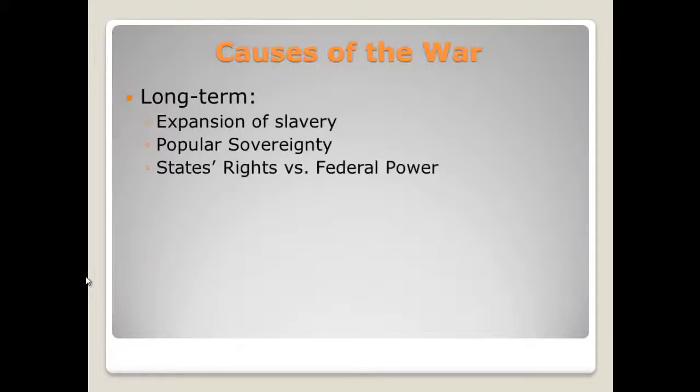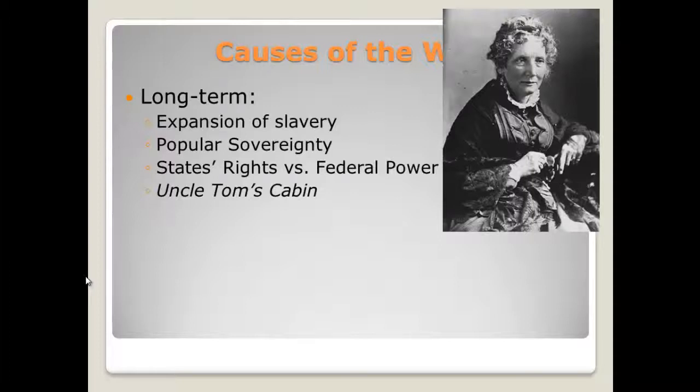We have states' rights versus federal power, and that has been an issue since the beginning of the Constitution. Ultimately, who has more power? A very famous book written by this woman, Harriet Beecher Stowe, called Uncle Tom's Cabin, was published and really turned a lot of people in the North to abolitionists. I don't know if you know this or not. She lived in Cincinnati for a while, so she hails from that great city.